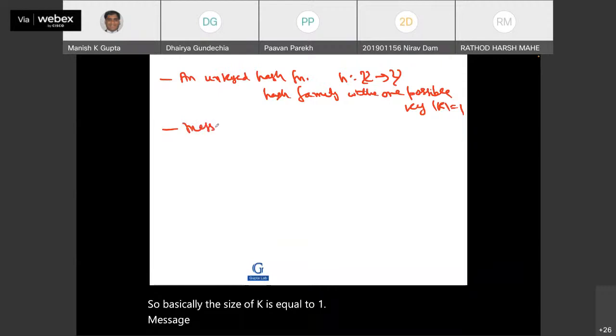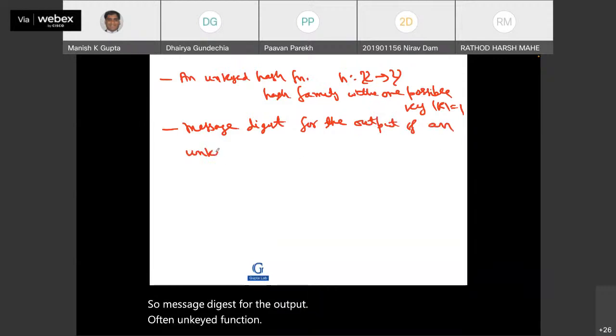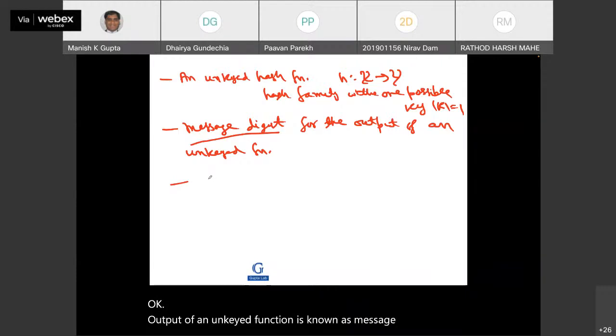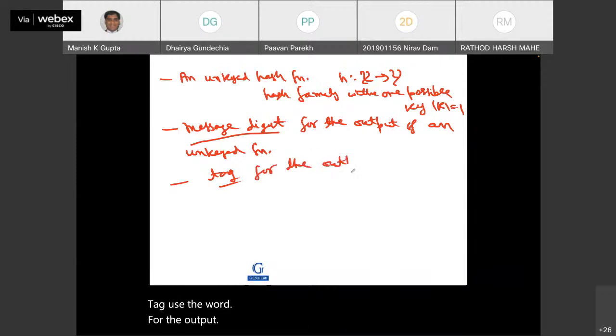I already mentioned what a message digest is. The output of an unkeyed function is known as a message digest, and we use the word tag for the output of a keyed hash function.